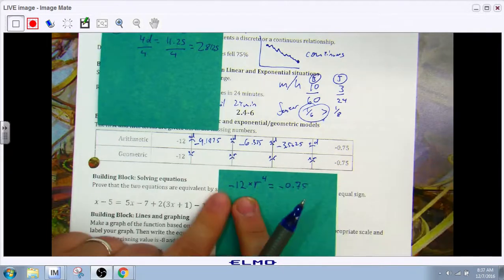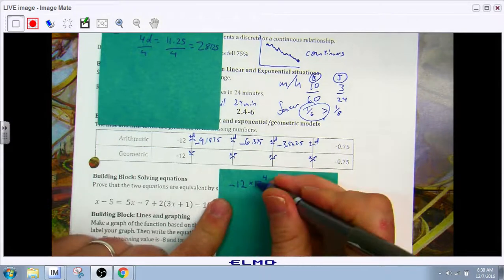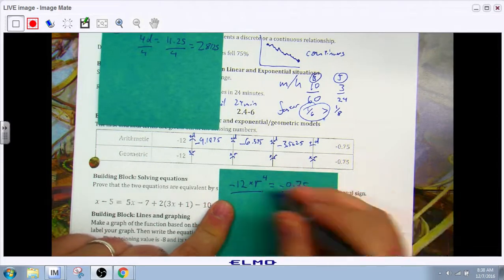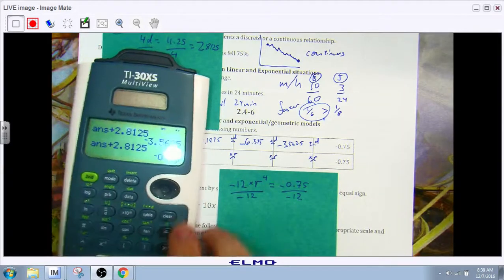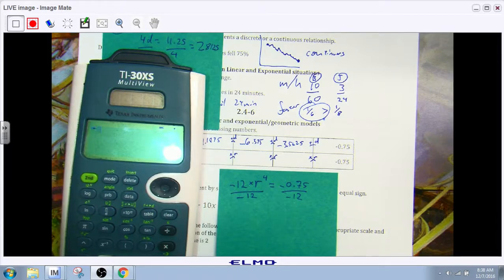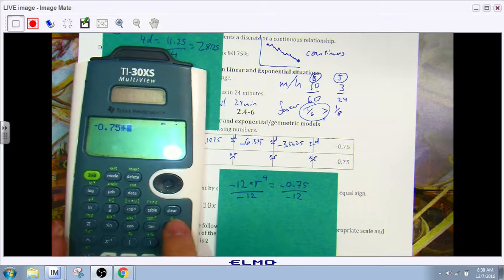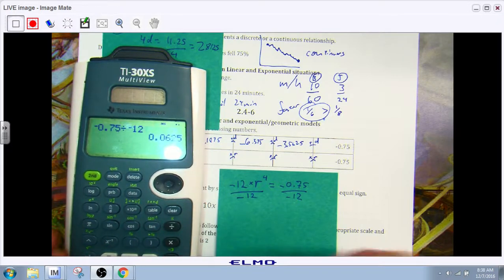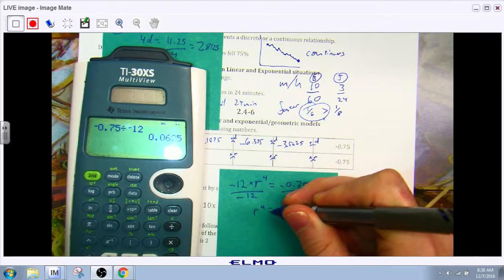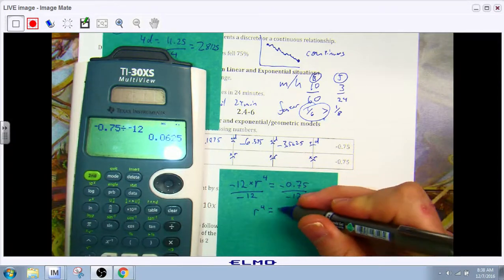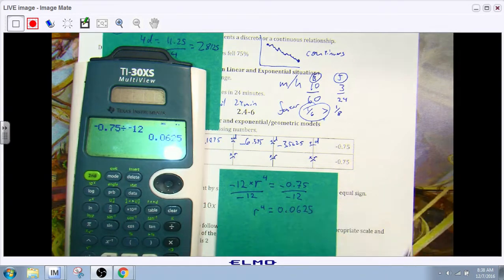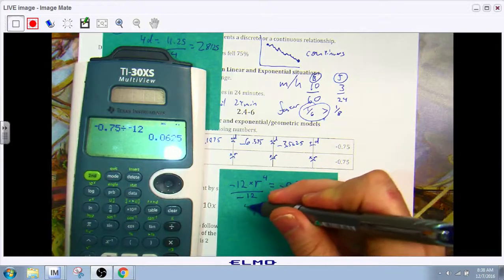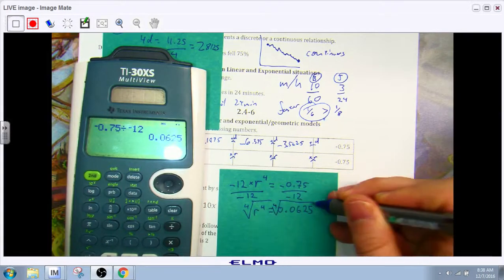Okay, so now I need to get the r term alone, so I'm going to divide by negative 12, divide by negative 12. Okay, so clear this out. I get negative 0.75 divided by negative 12, and that's going to give me r to the 4th equals 0.0625.